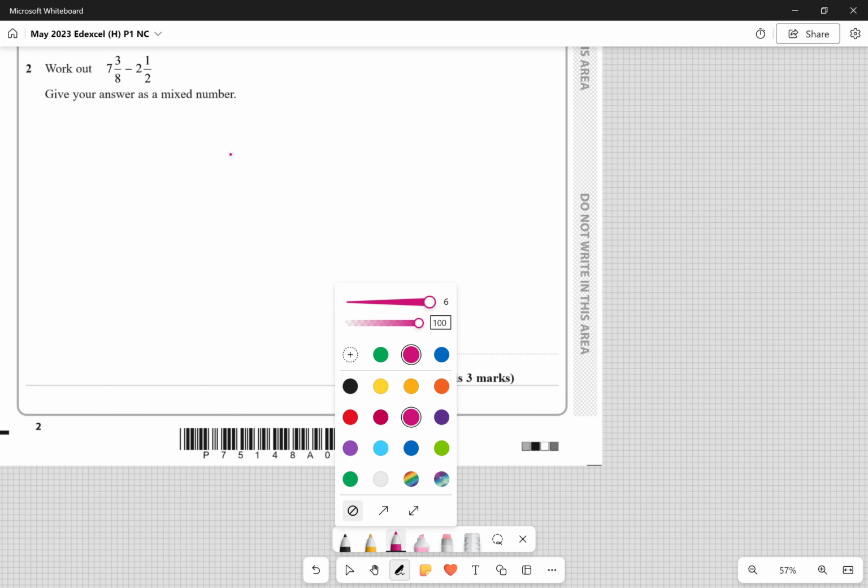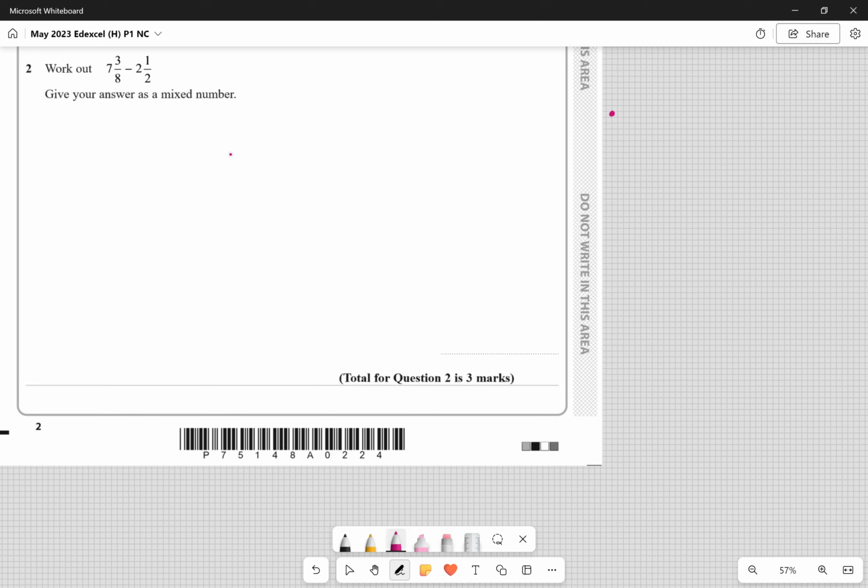So the first method is where you simply convert the mixed numbers into improper fractions, and then you subtract.